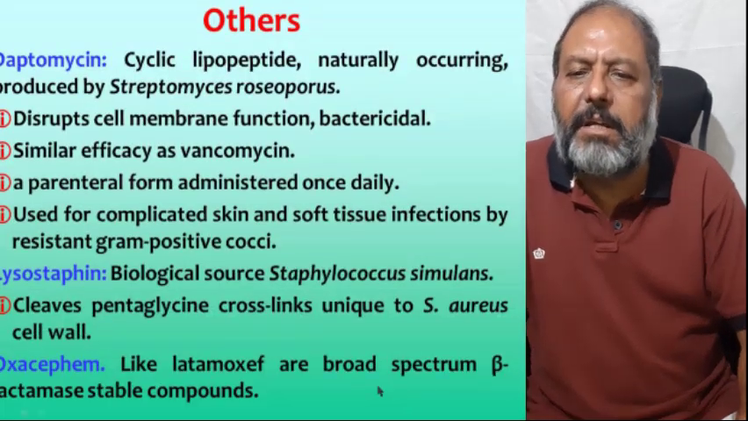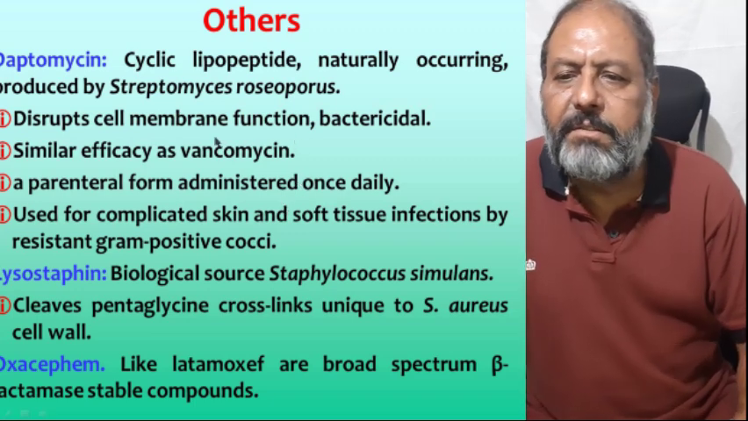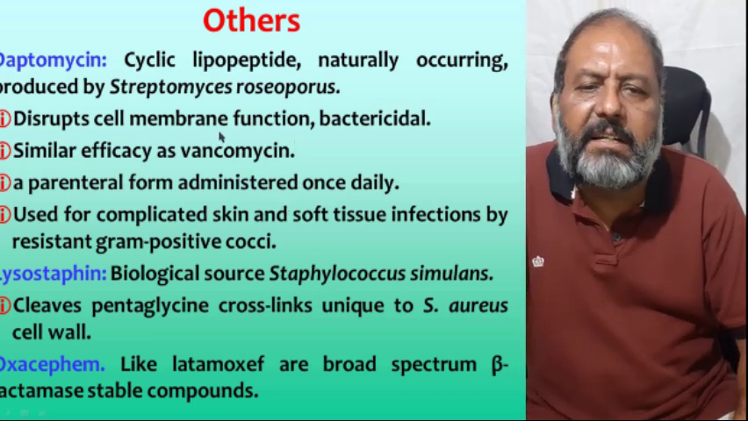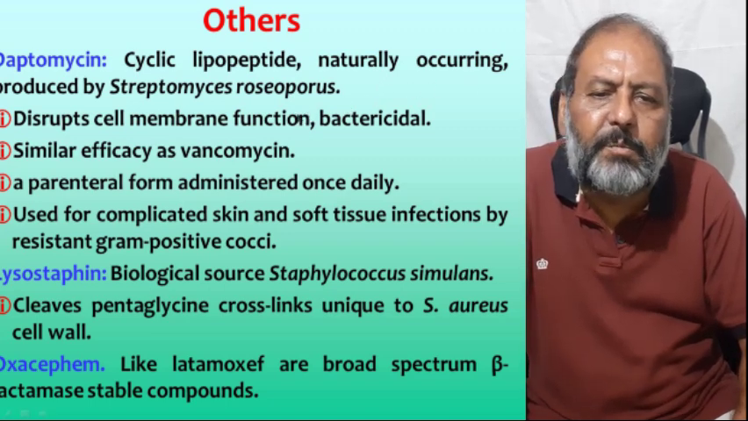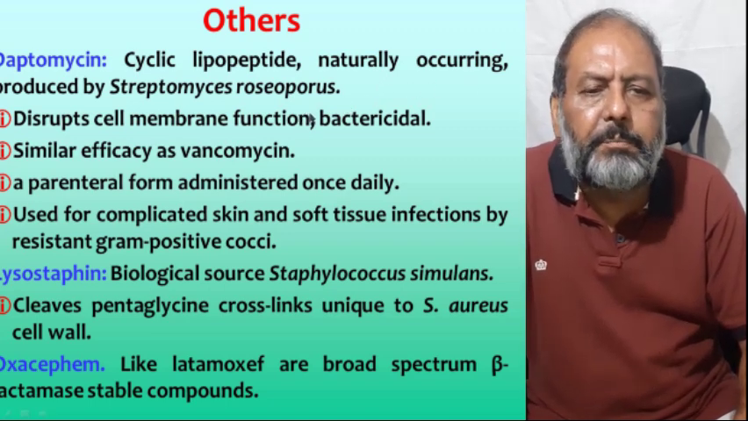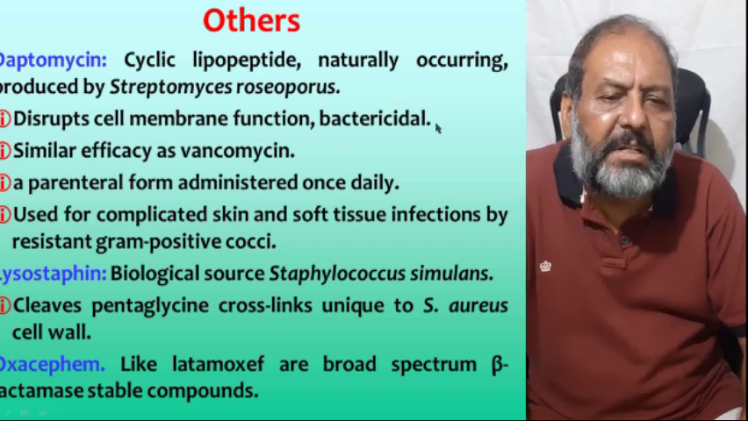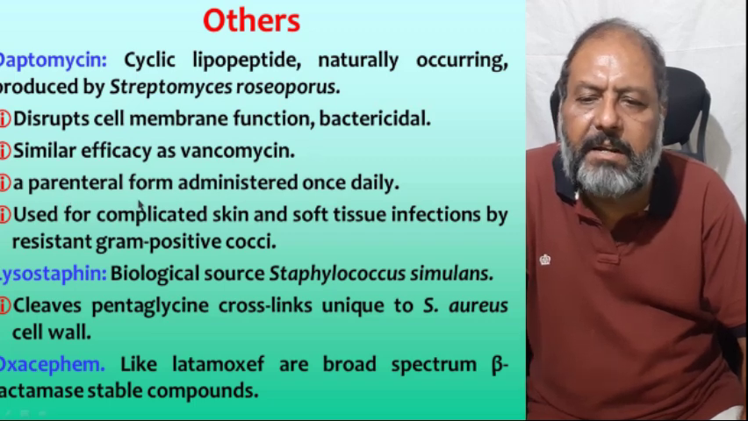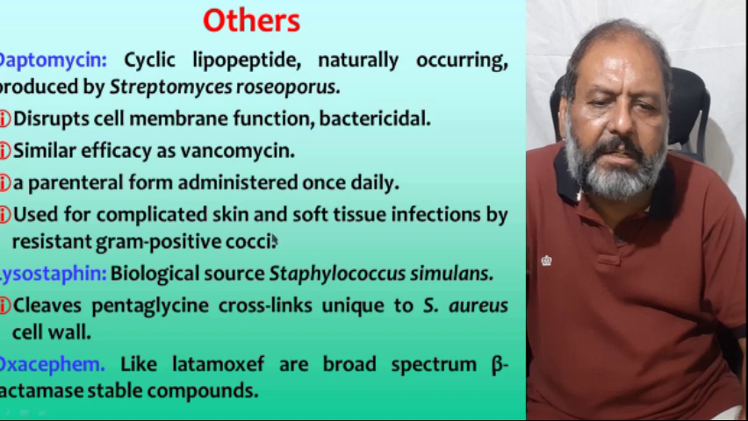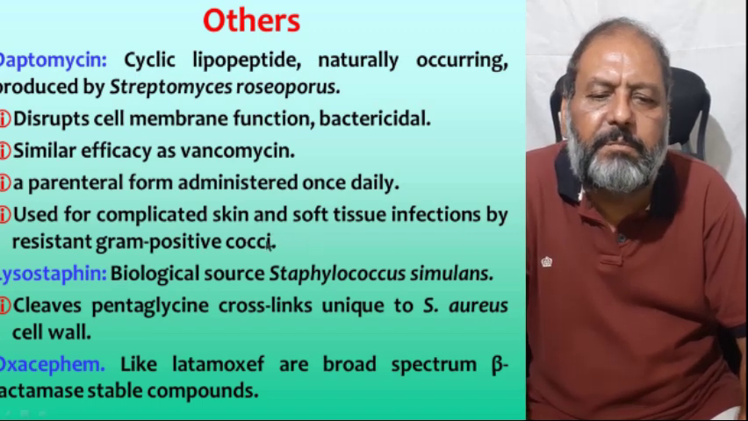The other antibiotics, which are grouped as a separate group in others, include daptomycin, a naturally occurring cyclic lipopeptide produced by Streptomyces roseosporus. It disrupts cell membrane function and is bactericidal, with similar efficacy as vancomycin. It is a parenteral form administered once daily, used for complicated skin and soft tissue infections by resistant gram-positive cocci.